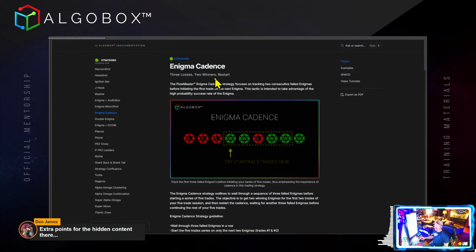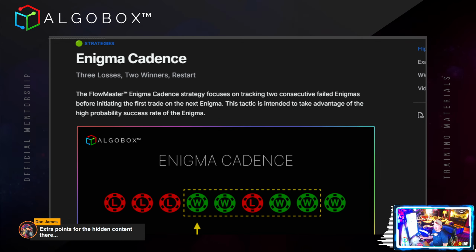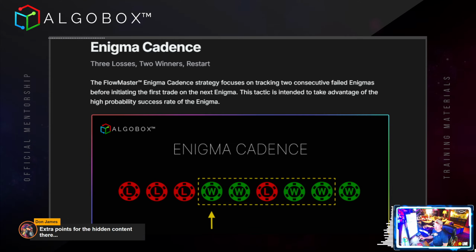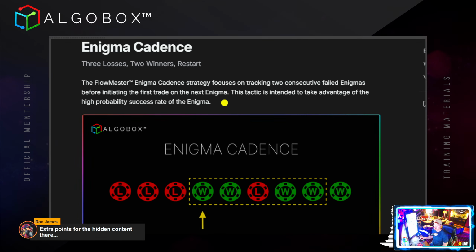So here we go. Enigma Cadence. 3 losses, 2 winners, restarts. All right. The Flowmaster Enigma Cadence strategy focuses on tracking 2 consecutive failed Enigmas before initiating the first trade on the next Enigma. This is talking about the mornings.